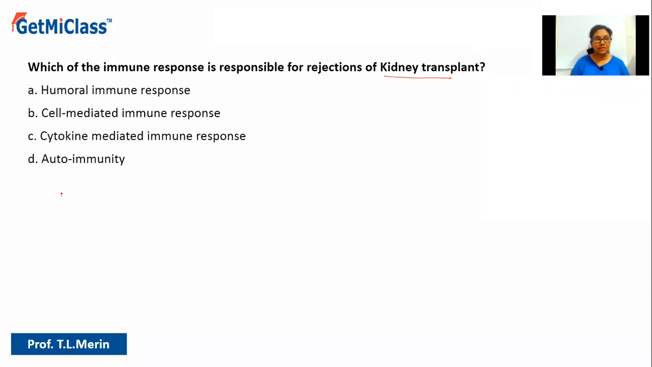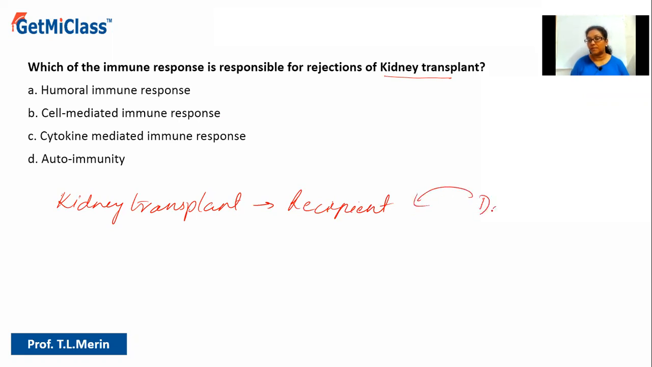So when we say kidney transplant, what do we mean by that? Here we mean that there is a donor and there is a recipient. The recipient receives the kidney from another person who is called the donor. The kidney coming from the donor does not belong to the recipient. In such a case, what happens? The cells in the recipient will identify the kidney transplant which has come from the donor.